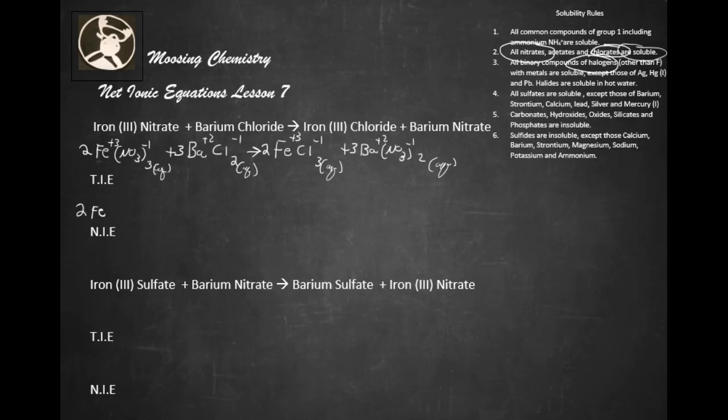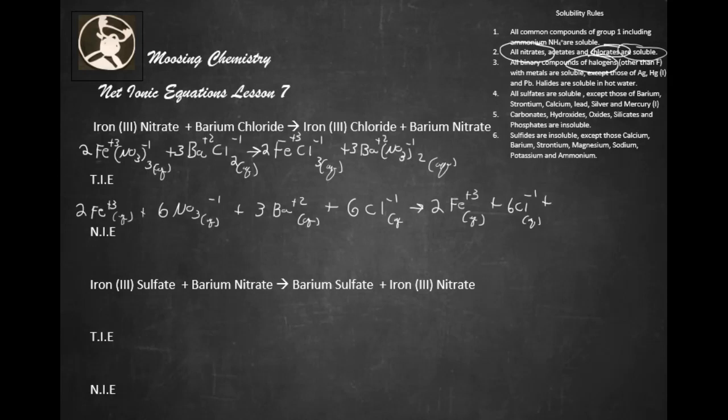So let's do the total ionic equation. So it would be 2 Fe plus 3 AQ plus 6 NO3 minus 1 AQ plus 3 Ba plus 2 AQ plus 6 chlorines minus 1 AQ yields 2 Fe plus 3 AQ plus 6 Cl minus 1 AQ plus 3 Ba plus 2 AQ plus 6 NO3 minus 1 AQ.